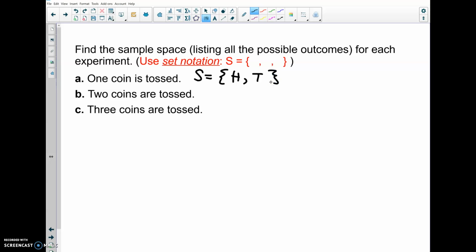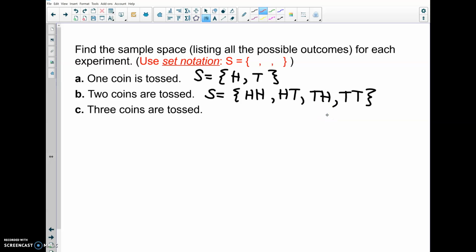If you're flipping two coins, your sample space, the first one, for example, could be heads and heads, heads then tails, tails then heads, or tails tails. Please make a note, these two are distinguishable. They are different. Flipping a coin and having heads then tails is different than having tails then heads. They are two different outcomes. So your sample space here is 4 different possibilities.